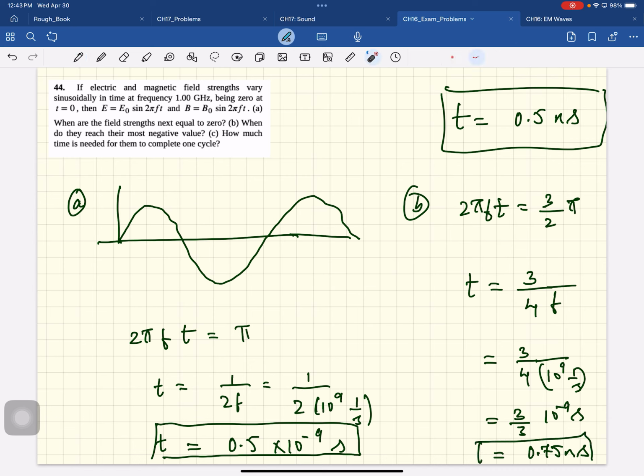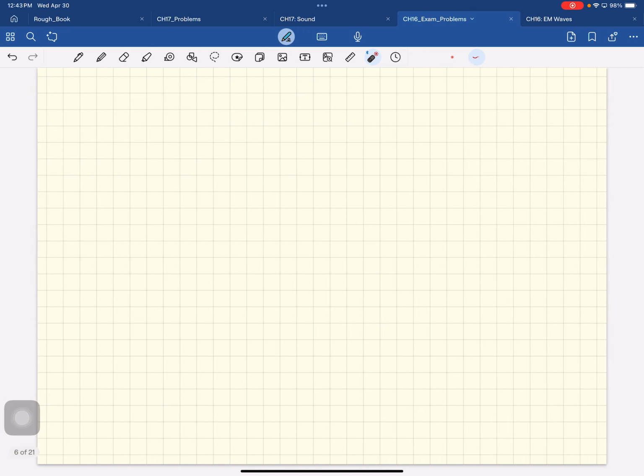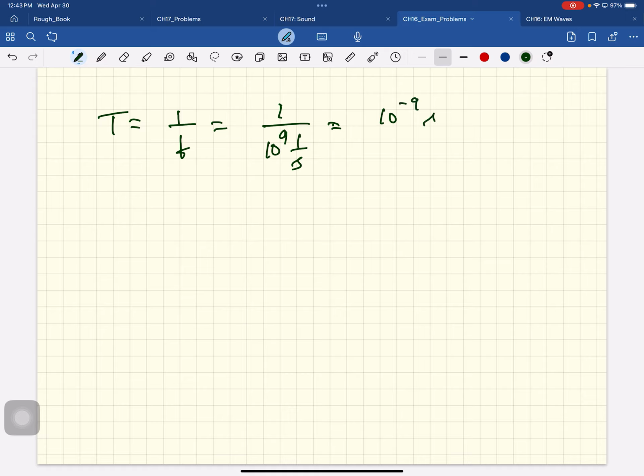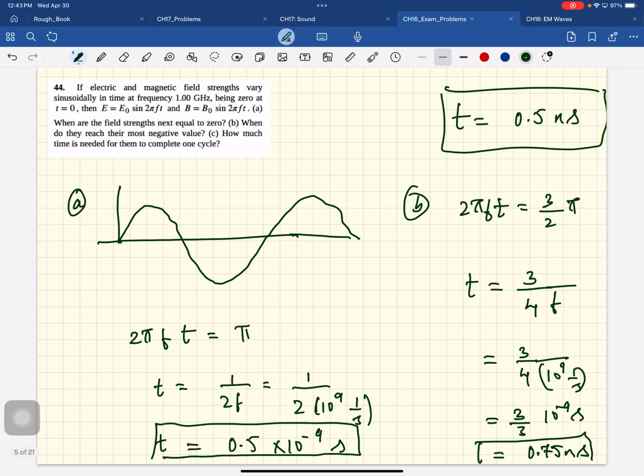For one complete cycle, what is the time needed? The period is 1/f. So in electromagnetic fields, a gigahertz is slow compared to visible light. The frequency for visible light is about 10 to the power of 15 hertz. So things change very fast.